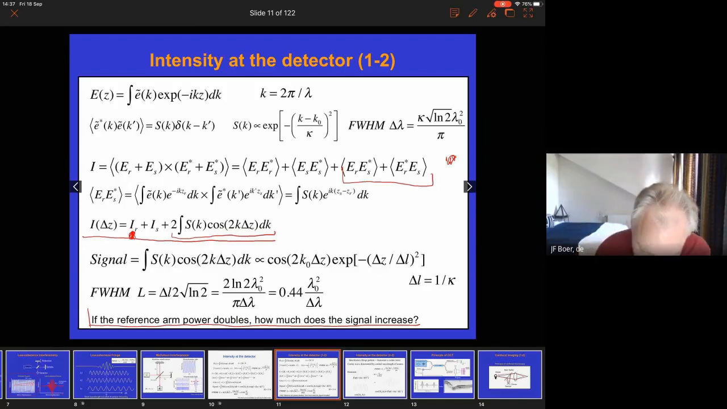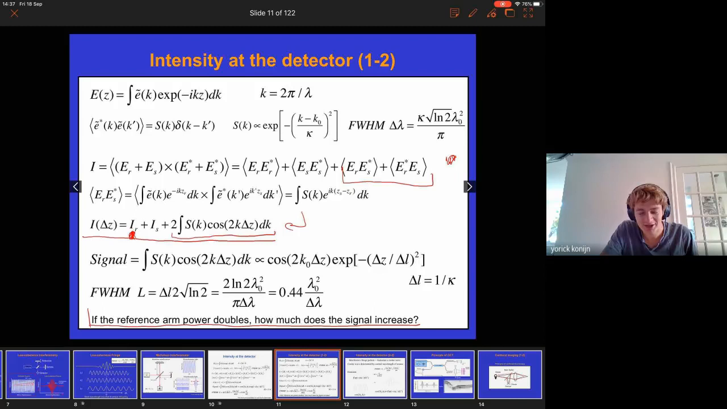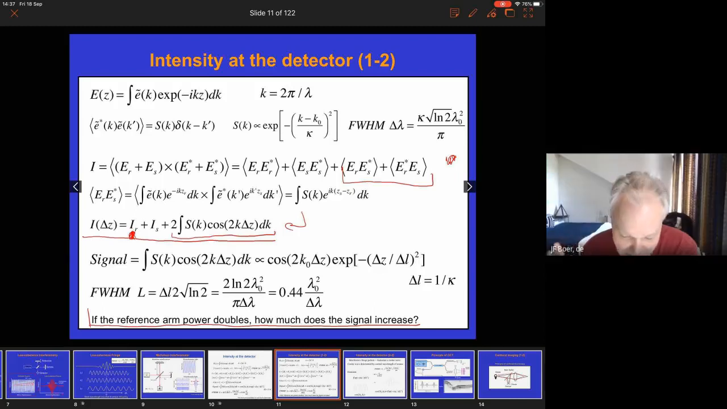So what does that mean for this term here? I mean, the answer is there. Yeah, so that would be twice the square root of 2, right? So 2 times the square root of 2. Yeah, okay, I'll give you the 2. But the thing is that it increases with the square root of 2. So doubling the reference arm power means that the amplitude of this term increases by square root of 2. Right? Agreed. At least I agree.